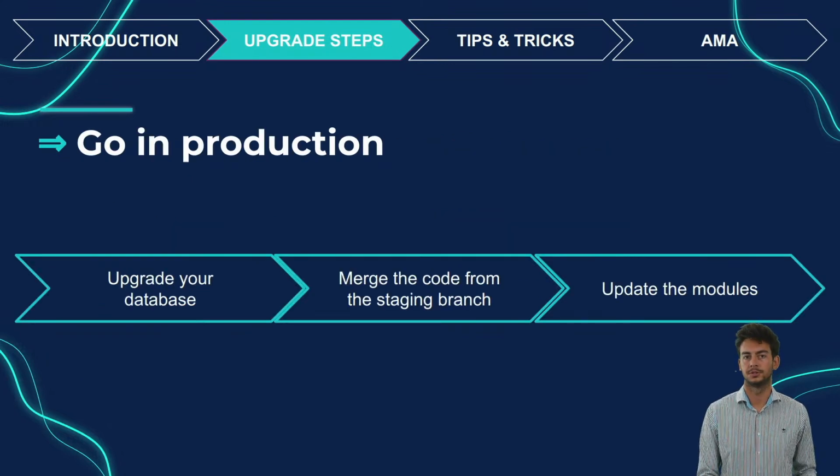And then go into production, with the same steps as upgrading a staging. Upgrade your database, merge the code, and update the modules. If you are hosted on Odoo.sh, upgrading the database and updating the modules is done automatically. What you have to do is only put a commit when Odoo.sh asks for it.